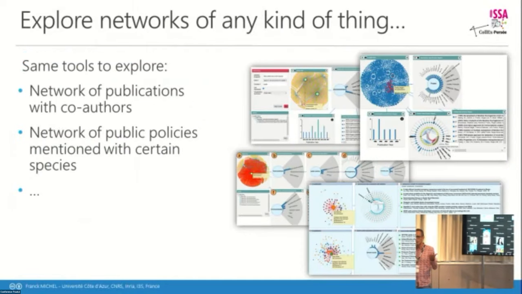It's basically just configured with a SPARQL query in which you search whatever you like. So it's you who decides what is the network that you're going to show. You could decide to show networks of publications with co-authors or networks of public policies co-mentioned with a certain taxonomic group of species and so on.